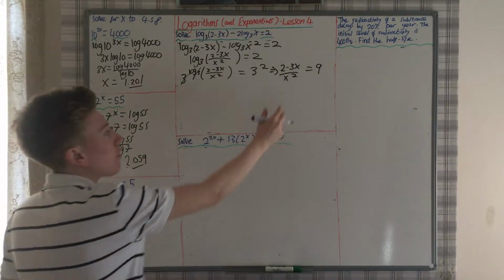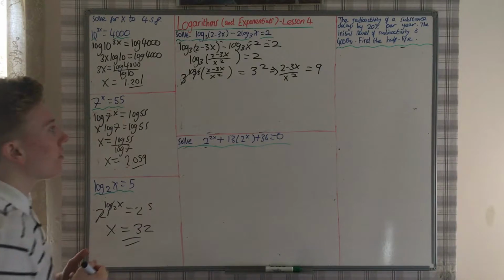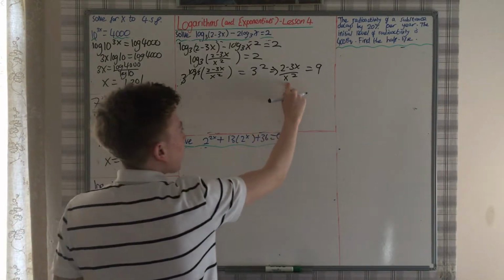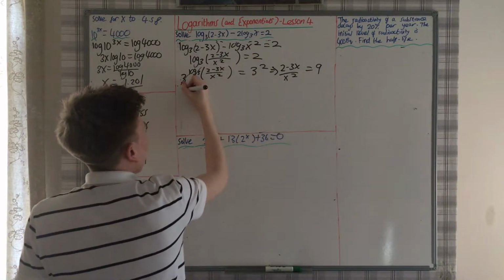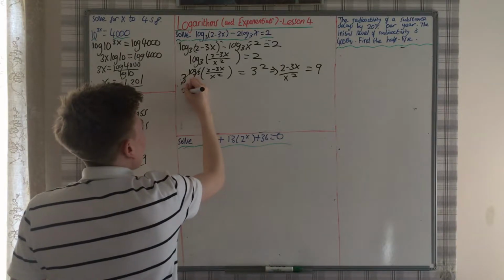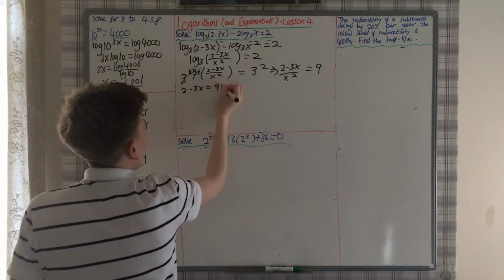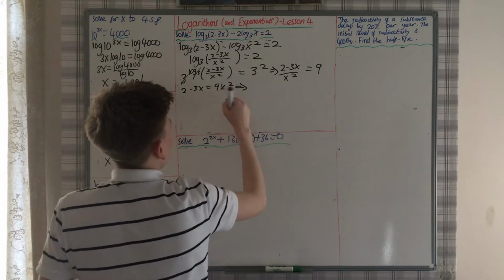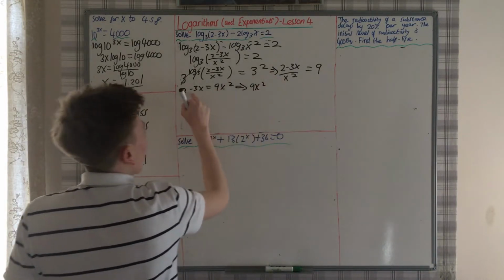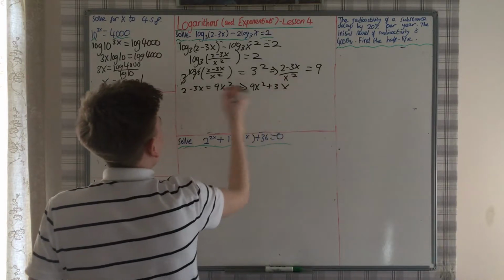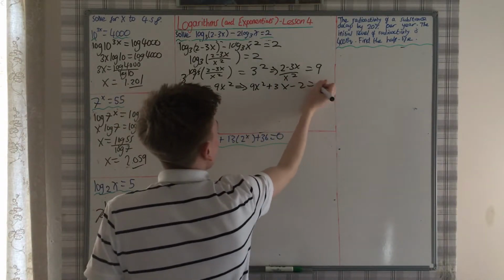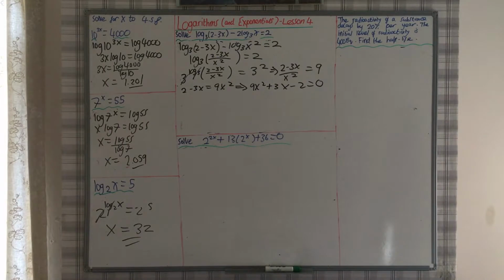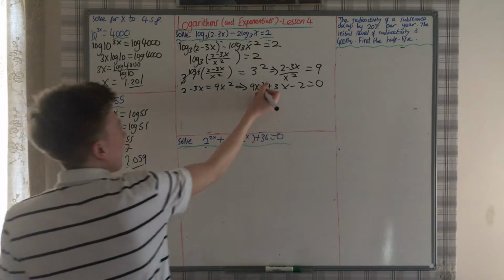Now we rearrange this because we need to solve the equation for x. So we need to make x the subject. Let's first move this x squared to the right hand side. So we get 2 minus 3x equals 9x squared. And then we move the minus 3x across, so we get 9x squared. This minus 3x will become a plus 3x. And this plus 2 will become a minus 2. And this will equal 0. So we have 9x squared plus 3x minus 2 is 0.